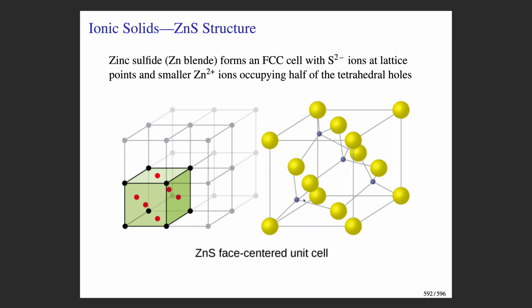Another motif is the zinc blende structure, the zinc sulfide structure. You have a face-centered cubic cell where the sulfide ions are at the lattice points, and the zinc ions are occupying some of the tetrahedral holes of the structure. In any case, the yellow shows the zinc ions, where you've got sulfur at the corners and then at the faces, and the zinc ions are scattered in particular holes in that structure.